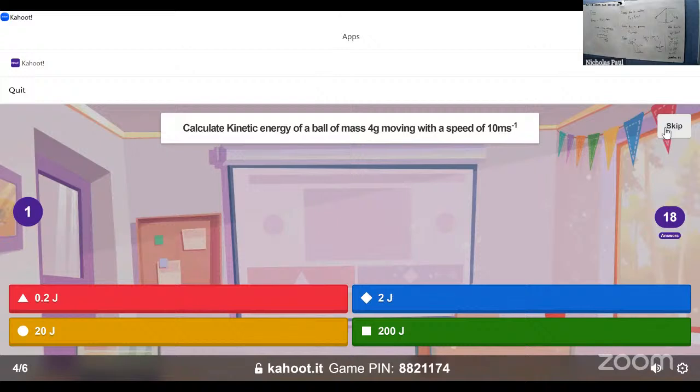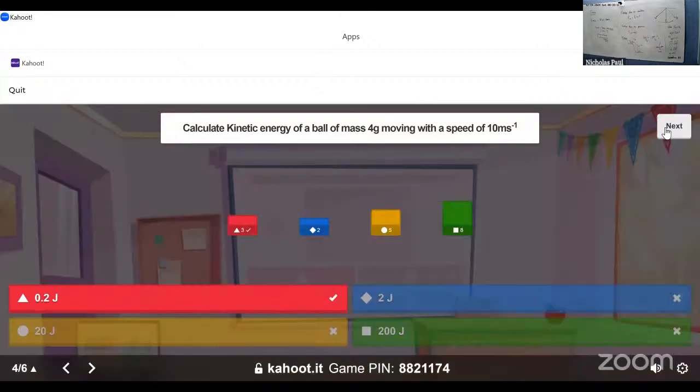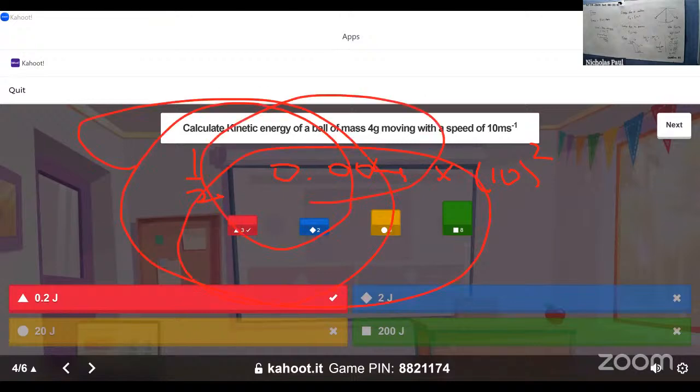Four grams left. Right, you have to work in kilograms. When you catch them, they work in grams. Right, you have to work in kilograms.